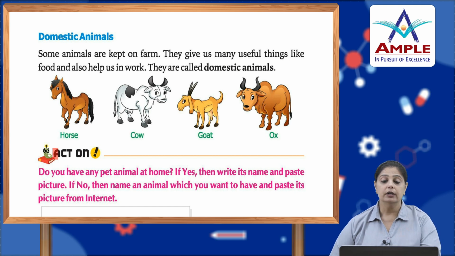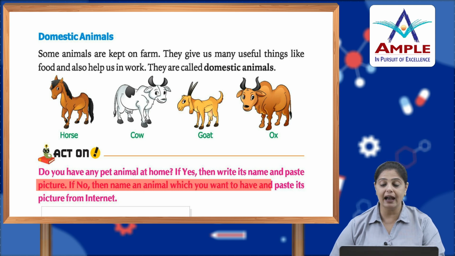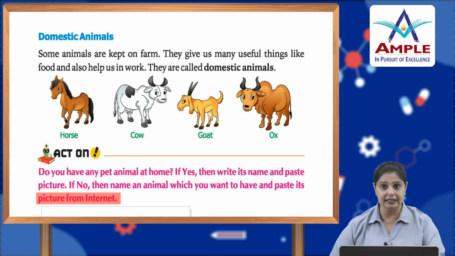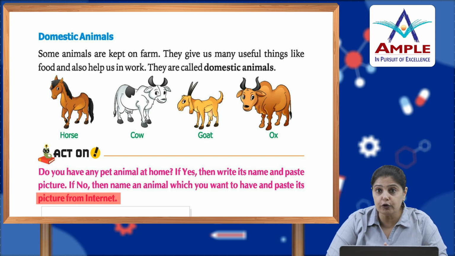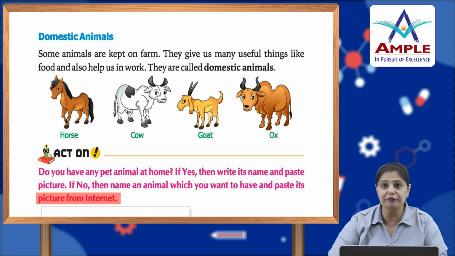Now, let's act on. Do you have any pet animal at home? If yes, then write its name and paste its picture. If no, then name an animal which you want to have and paste its picture from the internet. So children, if you already have a pet animal, I'm sure you must be having a lot of pictures of that animal. So get one picture of it, paste it in the book and also write the name. If you don't have one, you must be wishing, I wish I had a pet at home. Say for example, if I wish I had a dog, you must have already thought of a name.